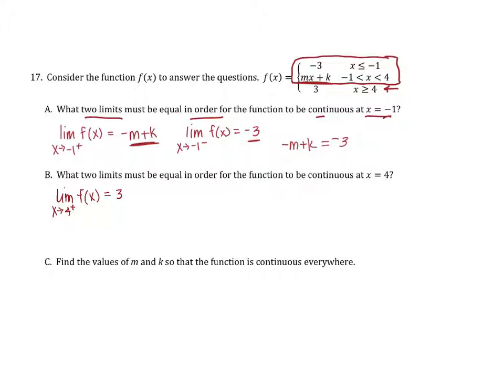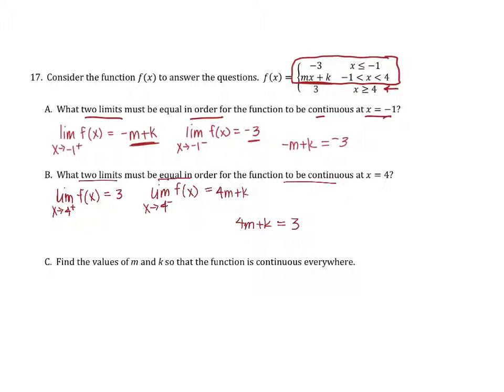Now let's look at our limit as x approaches 4 from the left of f of x, and that's going to be in the middle portion. And keep in mind, that means we're still plugging in 4 in place of x, so that's going to give us 4m plus k. So what two limits must be equal in order for this function to be continuous? Well, the limit from the right has to equal the limit from the left. In other words, we have 4m plus k has to be equal to 3.